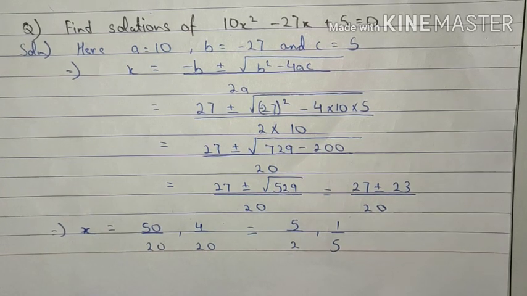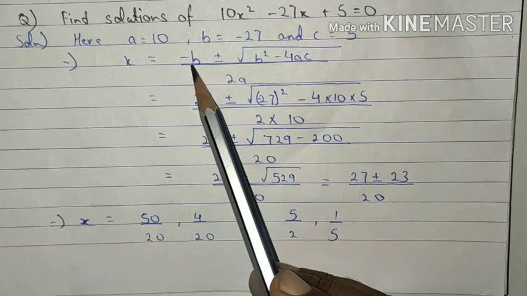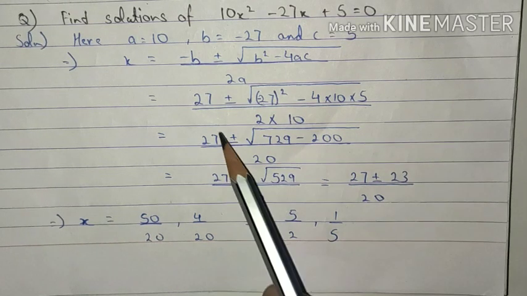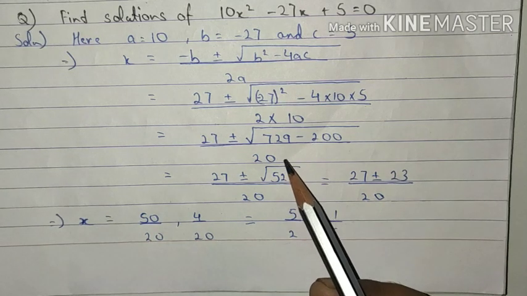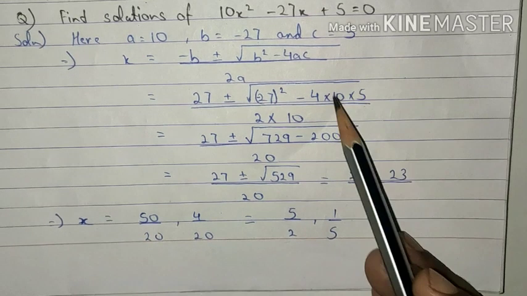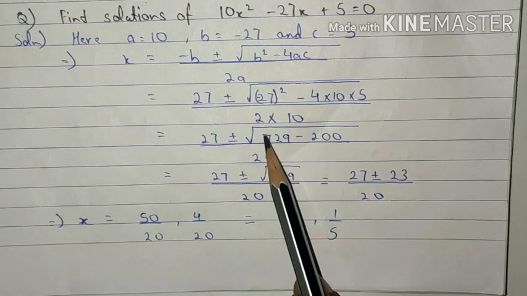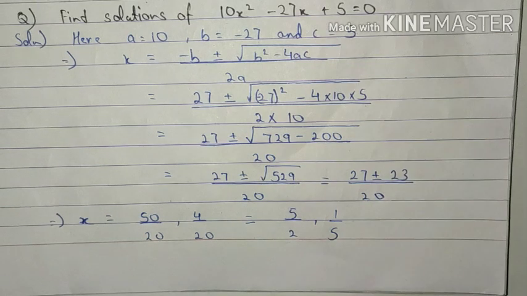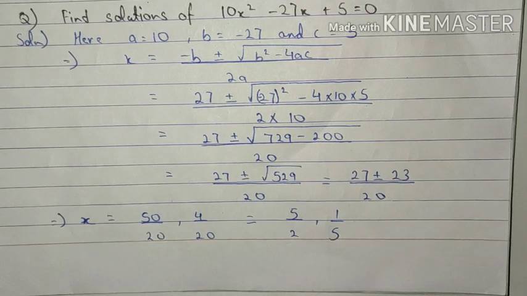Applying these in the Sridharacharya formula, what do we have? Since we had minus b and the value of b is also minus 27, minus into minus is plus, so we are getting 27 over here. Also b square, that is minus 27 square, which amounts to 729. Further, minus 4ac, we have put the values of a and c, and as a result we are getting minus 200 over here, and in the base we are taking 2a, so it is 2 into 10. 10 is the value of a over here. Ultimately, solving this equation, we are getting the value of x to be 5 by 2 or 1 by 5.